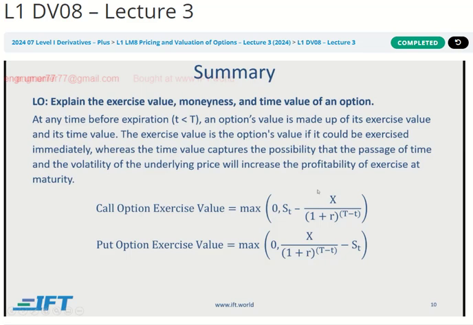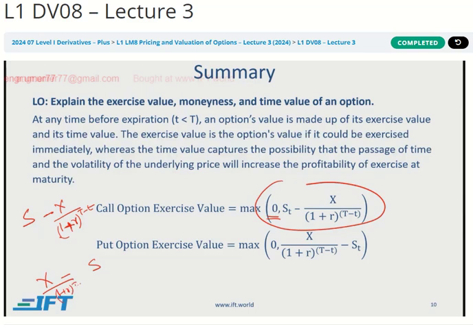Let's look at the summary. The exercise value is calculated for a call option as S minus X. We just have to discount this back to today, which is big T minus small t, and that is what you see over here. If this is positive, then that is the exercise value, otherwise 0 will be the exercise value because we're not going to exercise if it is in a loss. For a put option, it will be X minus S, and X has to be discounted back to today, which is big T minus small t, and if that is positive, then that will be the exercise value, or otherwise it will be 0.